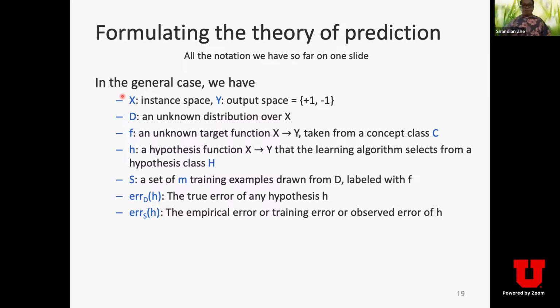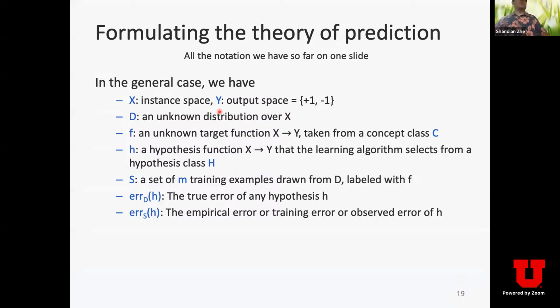In the general supervised learning setting, we define an instance space X, which contains all possible instances you will use for training or testing. And you define an output space. For example, for binary classification, your output space is just 1 and minus 1. If you're doing regression, your output space can be continuous. And then we introduce an unknown distribution over the instance space X.